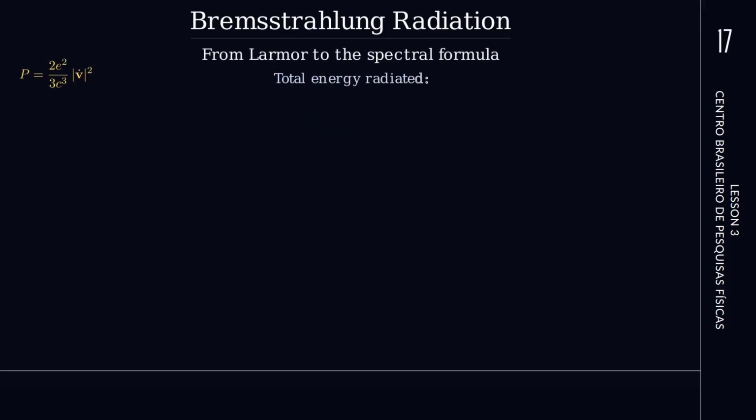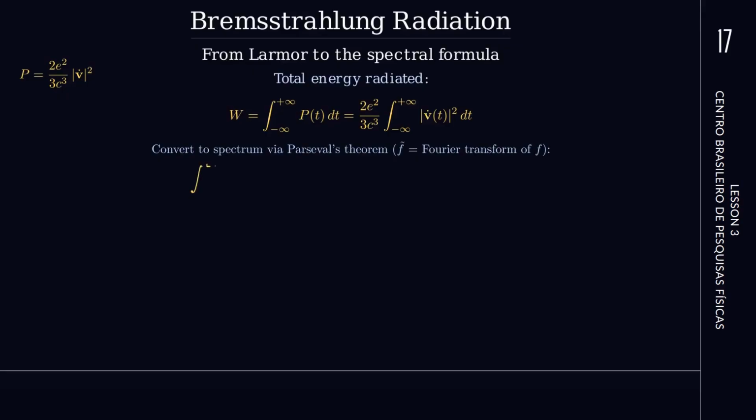So this is the power. The total energy is we just need to integrate the power in the time. So the integral becomes this. And now we can convert this total power, which is a function of time, using the Parseval theorem to transform it to the range of frequencies. Okay.